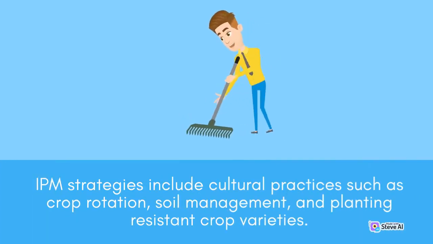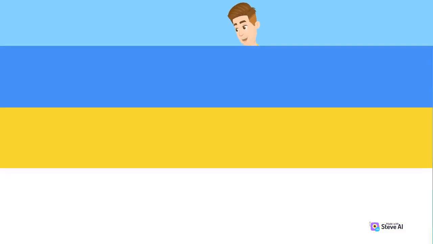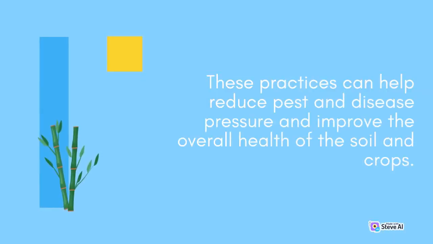IPM strategies include cultural practices such as crop rotation, soil management, and planting resistant crop varieties. These practices can help reduce pest and disease pressure and improve the overall health of the soil and crops.